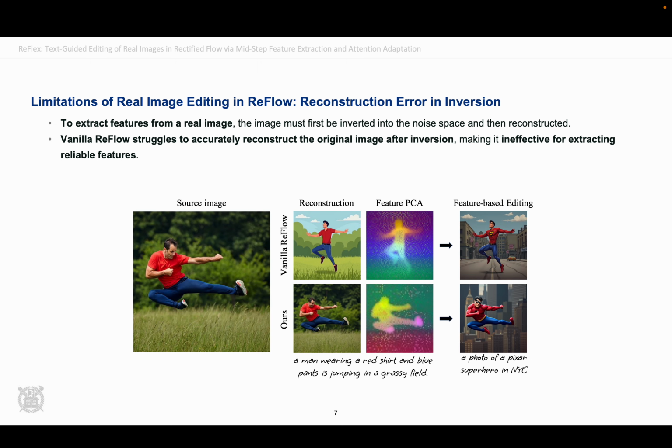Although we analyzed the internal features of MMDiT, extracting these features from a real image is not a trivial task. Typically, features are obtained by inverting an image into the noise space and then reconstructing it back to the original image. However, rectified flow models are known to have poor reconstruction ability after inversion. When the reconstructed image deviates significantly from the original, the extracted features fail to retain meaningful information about the source image, and consequently, the generated results based on those features also differ greatly from the original.